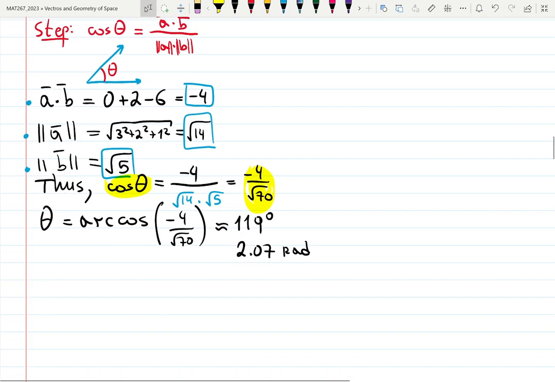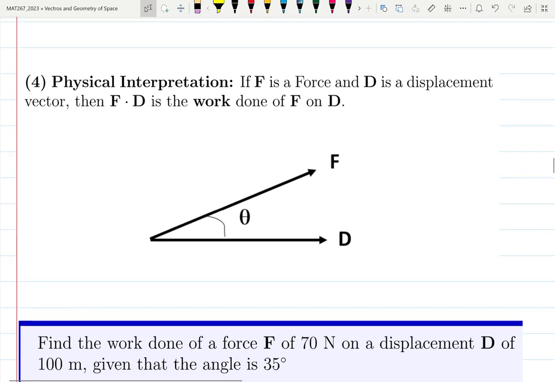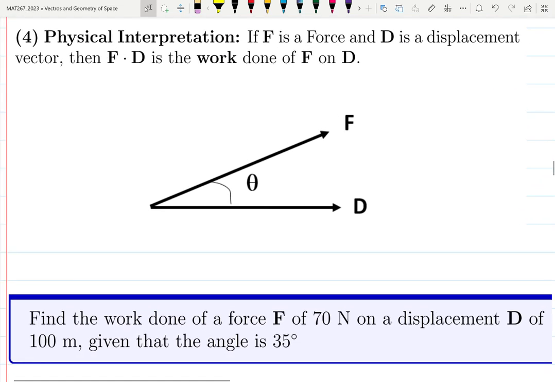Or add something if you want. Physical interpretation. That's for physics and engineering majors. If F is a force and D is displacement, both are vectors, then F dot D is work. Usually you see it in physics notes. They say W, which is work, and it has direction and magnitude, how strong it is.